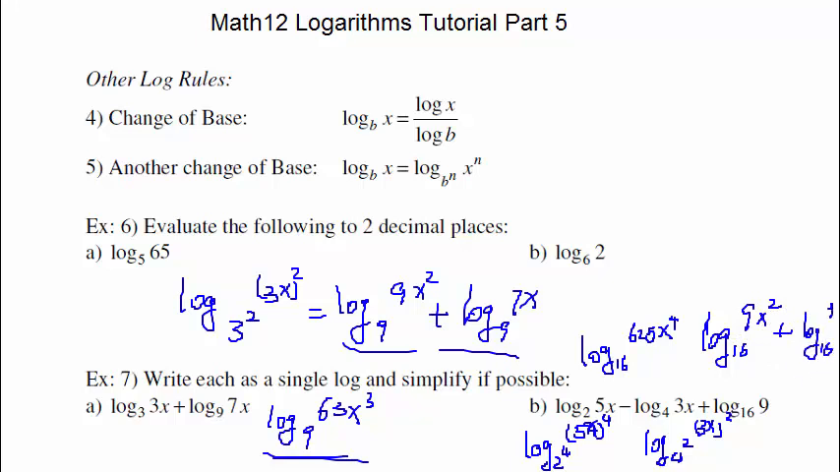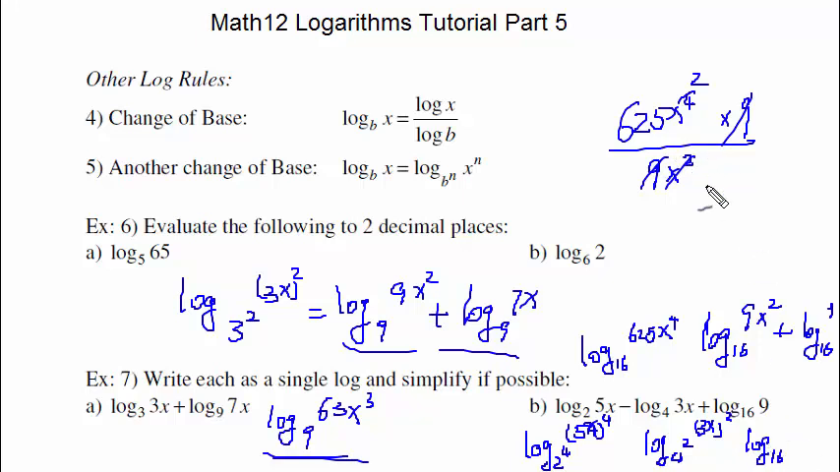Alright, so we have this. What do we do here? We take this one divided by this one, times this one. So it will be 625x to the fourth divided by 9x squared, and then times 9. The 9 can cancel, and x to the fourth over x squared leaves x squared. So the answer will be log base 16 of 625x squared. That's it.